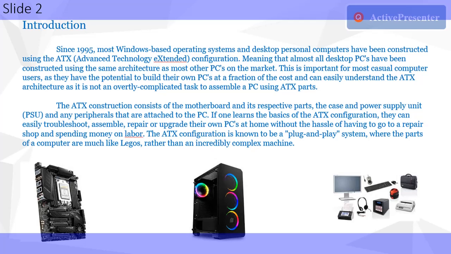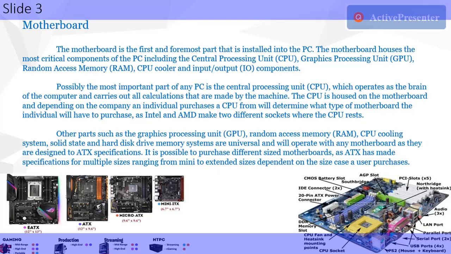The ATX configuration is known to be a plug-and-play system where the parts of the computer are much like Legos rather than an incredibly complex machine. Motherboard is the first and foremost part that is installed into the PC. The motherboard houses the most critical components of the PC, including the central processing unit, graphics processing unit, random access memory, CPU cooler, and other I/O components.